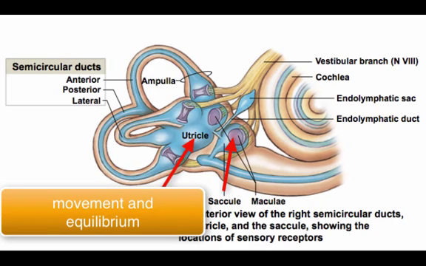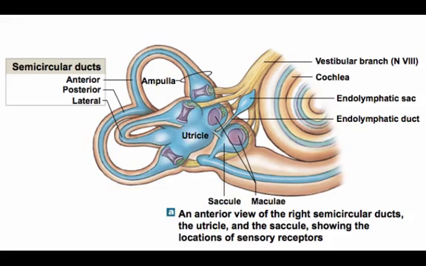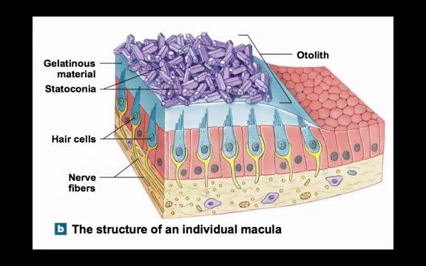The utricle and saccule provide information on whether the body is moving or not, as well as equilibrium. The hair cells of the utricle and saccule are clustered in oval structures called maculae. The hair cell processes are embedded in a gelatinous material.